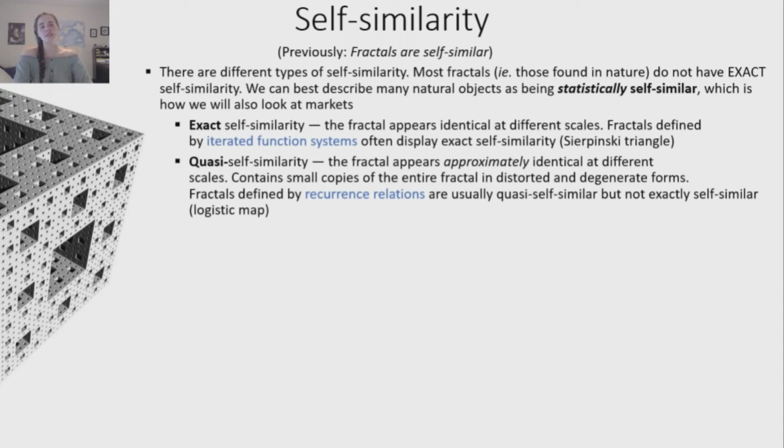This is what we see in the Mandelbrot set. Fractals defined by recurrence relations are usually quasi-self-similar, but not exactly self-similar. An example of this is the logistic map, which we'll talk about in a little bit.